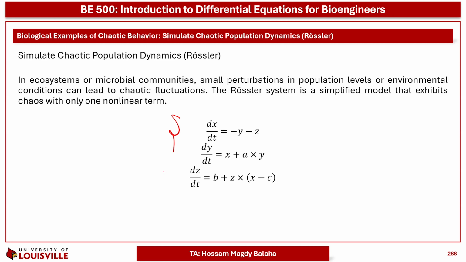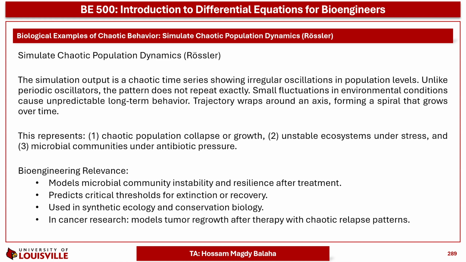We have three variables, x, y, and z. As mentioned, one of the rules is that we need three variables or a second order with a time delay. And here we have a nonlinear term, z multiplied by x. Regarding the simulation output for that chaotic population dynamic system, it's a chaotic time series showing irregular oscillations in population levels. And unlike periodic oscillations, the pattern doesn't repeat exactly.